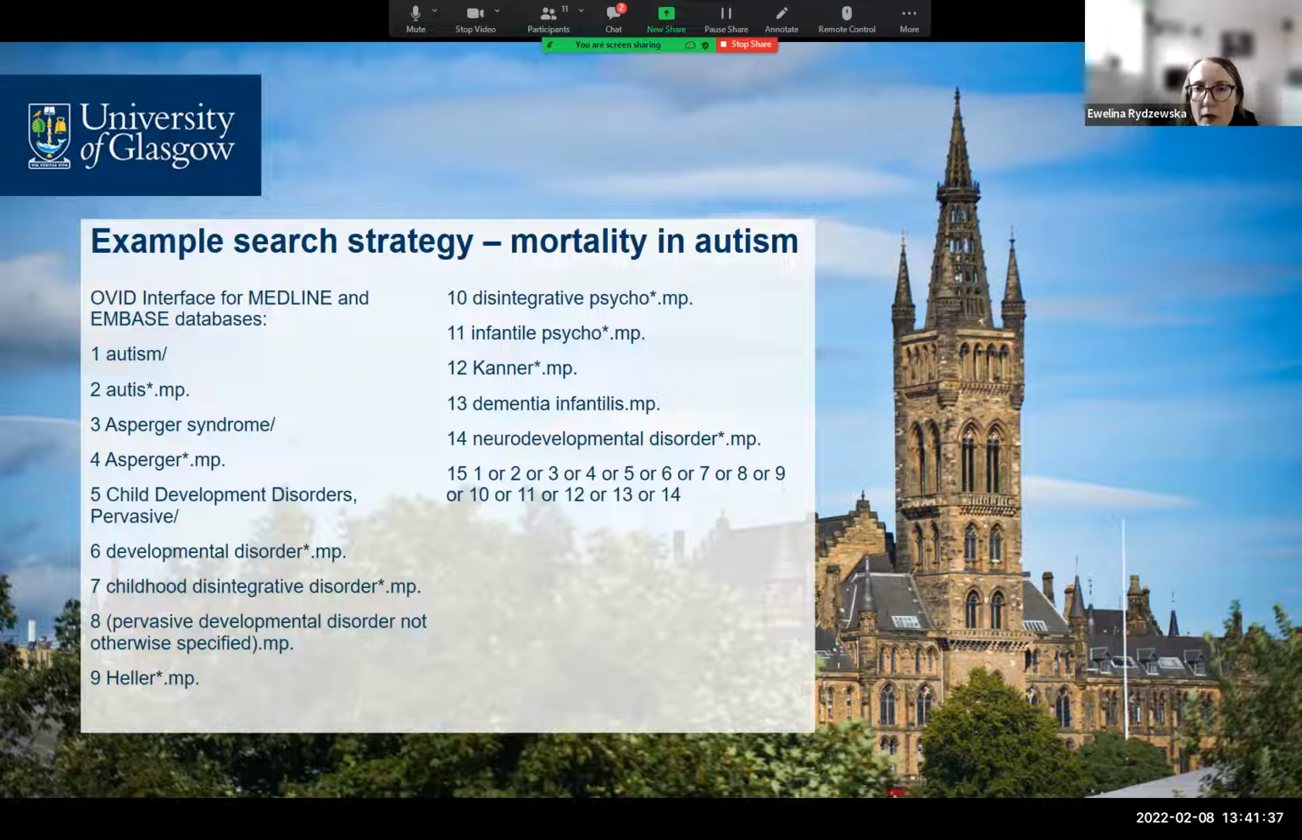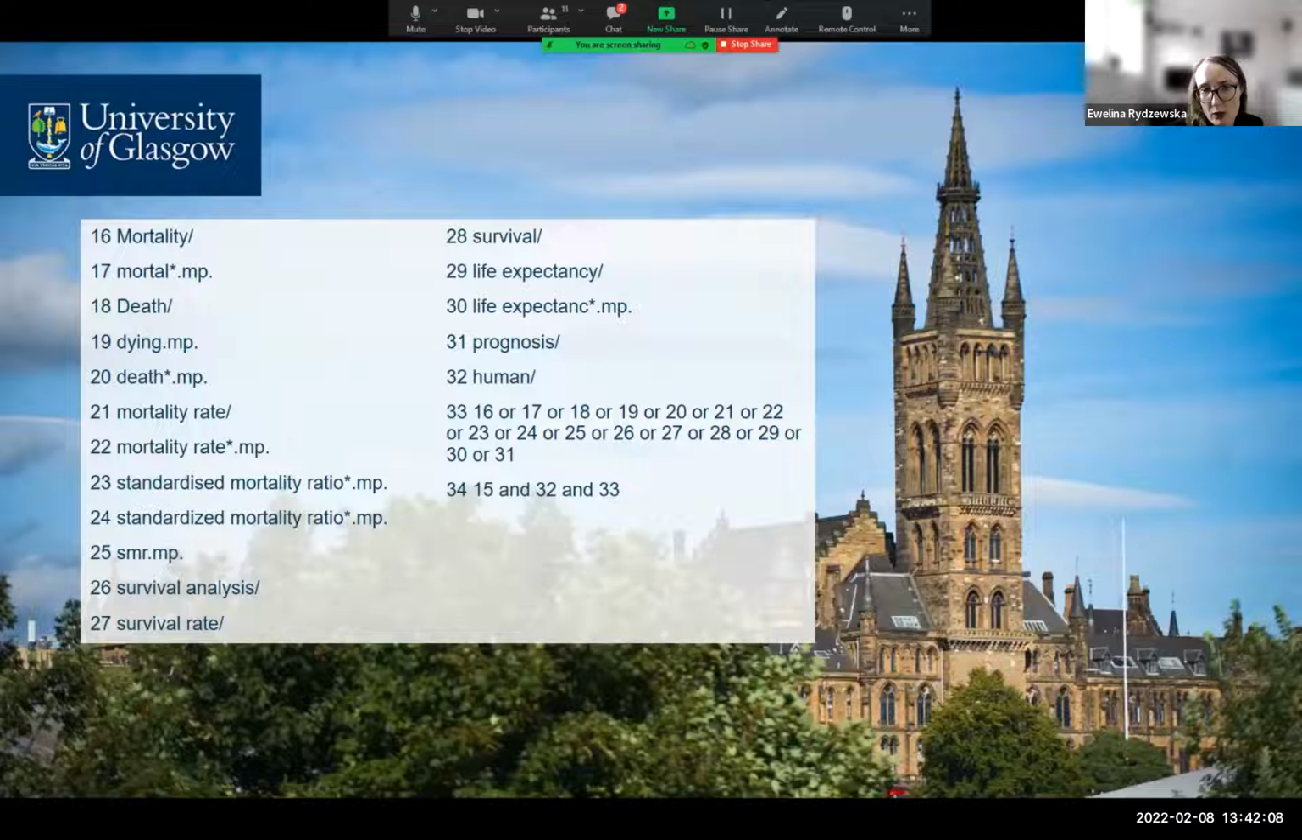What else do we have in here? MP, I think that's all. And basically lines 1 to 14 are different ways of describing autism. All of these terms would have been used at some point in the trajectory of this research to talk about autism. So line 15 is saying that we're looking for either this or that, or the other. Then the next concept that was very important to us in this review was, of course, mortality. And again, we have all sorts of different synonyms that describe mortality or dying. So we included all of these, and we then said that we were looking for any of these in our search strategy.